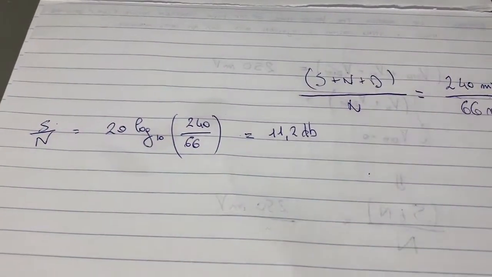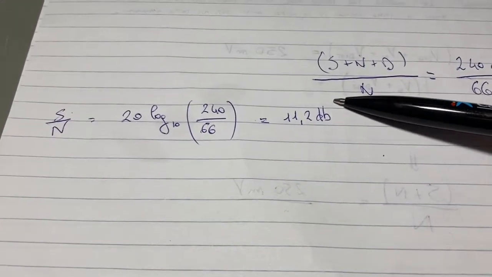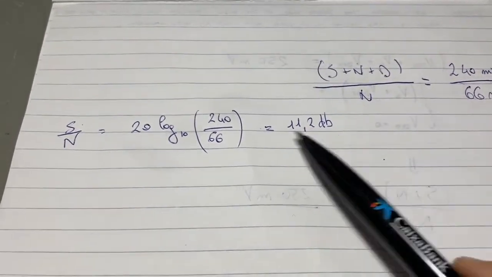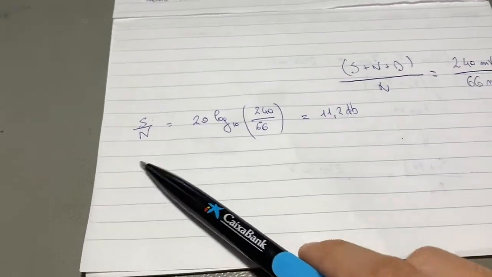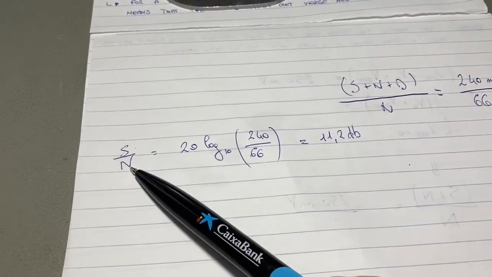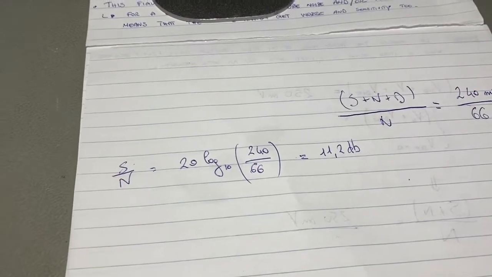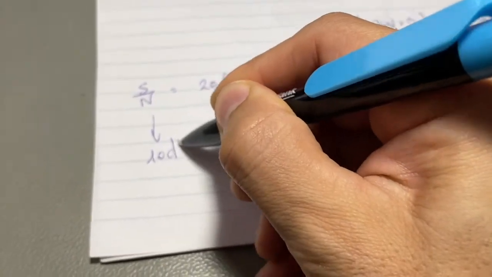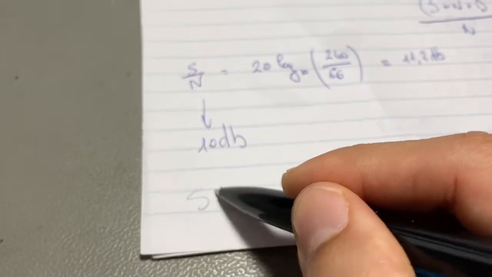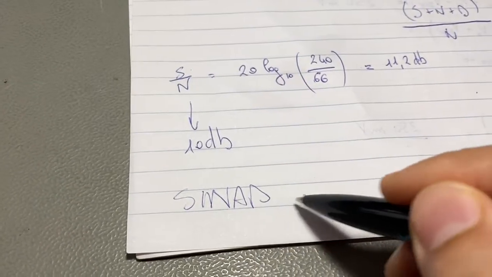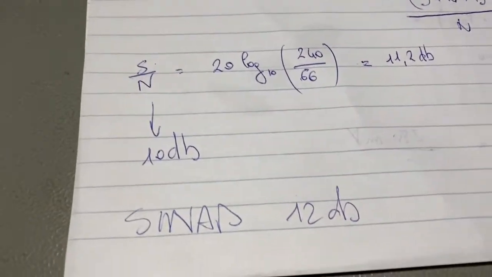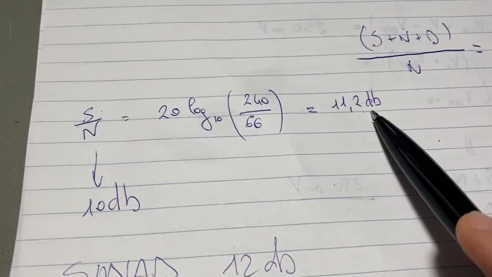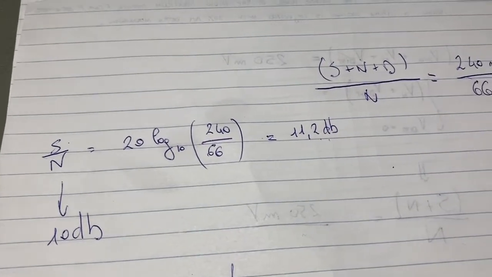Usually when we read the specs, as far as I know, the signal to noise ratio has a threshold which by definition has been established to be 10 dB, whereas the SINAD has been established to be 12 dB. Okay, so 11.2, we're a bit higher than 10 dB.